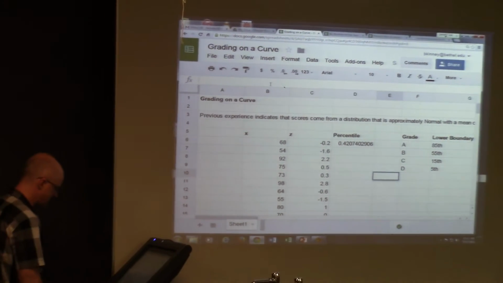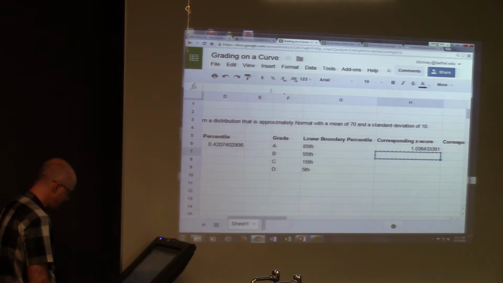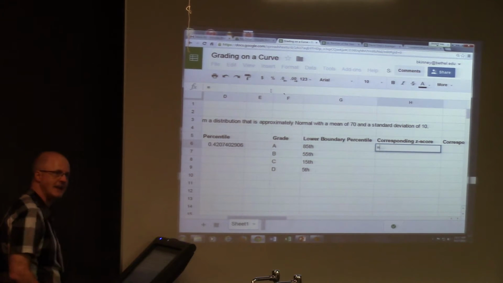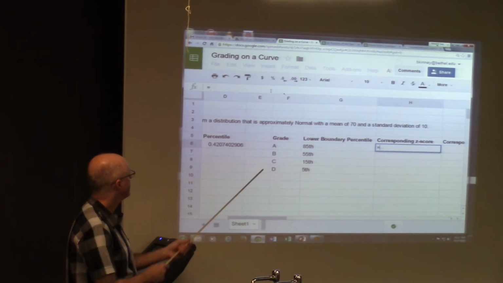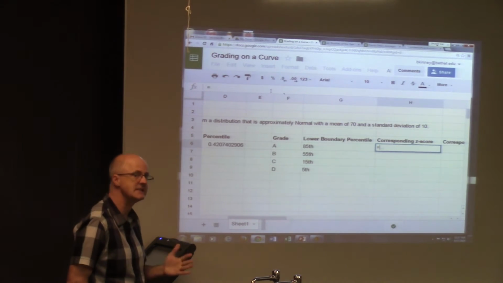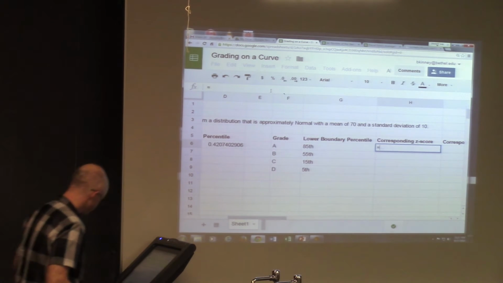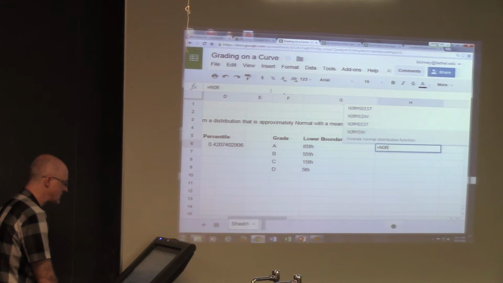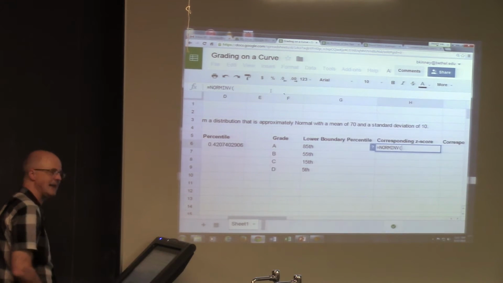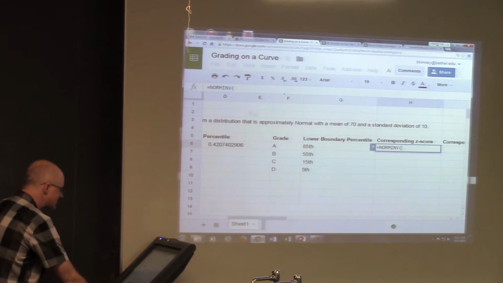You can also use the spreadsheet in the reverse problem, where when you know an area, you can find the z, or the x. For example, if I'm after the x or the z-score that corresponds to the 85th percentile, so you know the area to the left is 0.85, the function to use is NORMINV instead of NORMDIST. And what's the syntax for that?